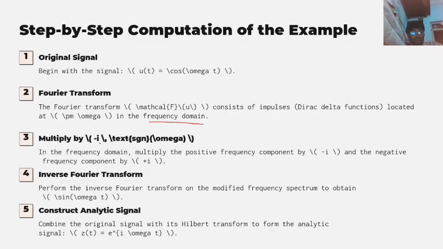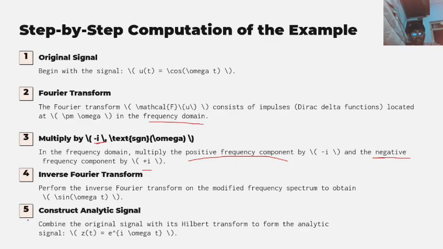Multiply with minus j. Why should we multiply with minus j? When the Hilbert transform is obtained, we also have to get the imaginary values, so we multiply with minus j. Next, the positive frequency components are multiplied by minus j and the negative frequency components are multiplied by plus j. Here we have cos omega t, so we multiply with j. Next, apply the inverse Fourier transform. Perform the inverse Fourier transform on the modified frequency spectrum to obtain sin omega t. So cos omega t changes to sin omega t.